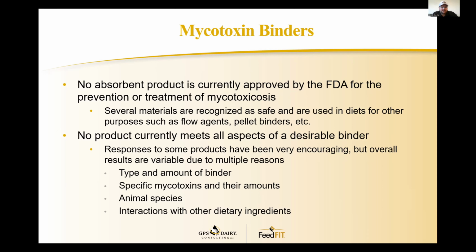In addition, some of the other factors are animal species or interaction with other dietary ingredients, right? If we're feeding some of these binders, are they binding up some of our vitamins or bypass methionine or bypass amino acids? There is that risk there. And so again, maybe 10 grams might be enough, but if we feed 20, is that going to be more than enough, or are we going to create more issues than we really want?